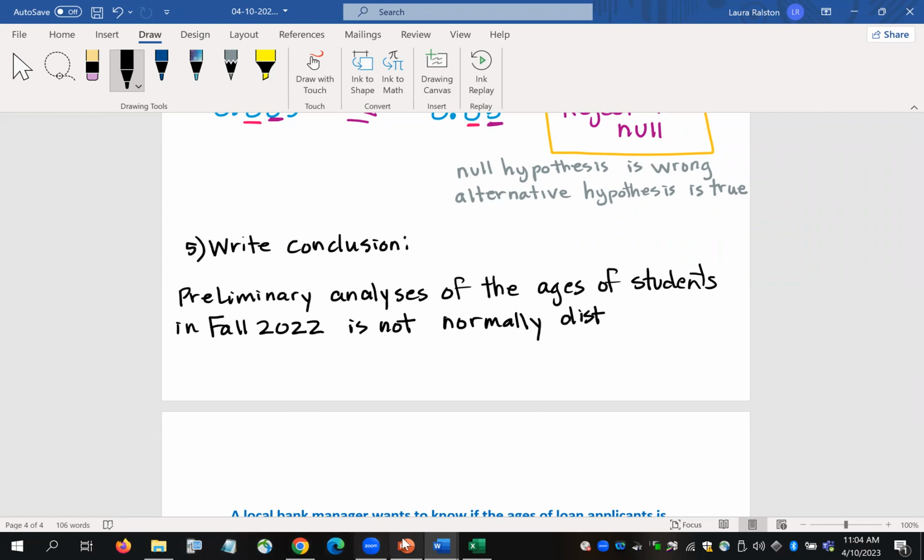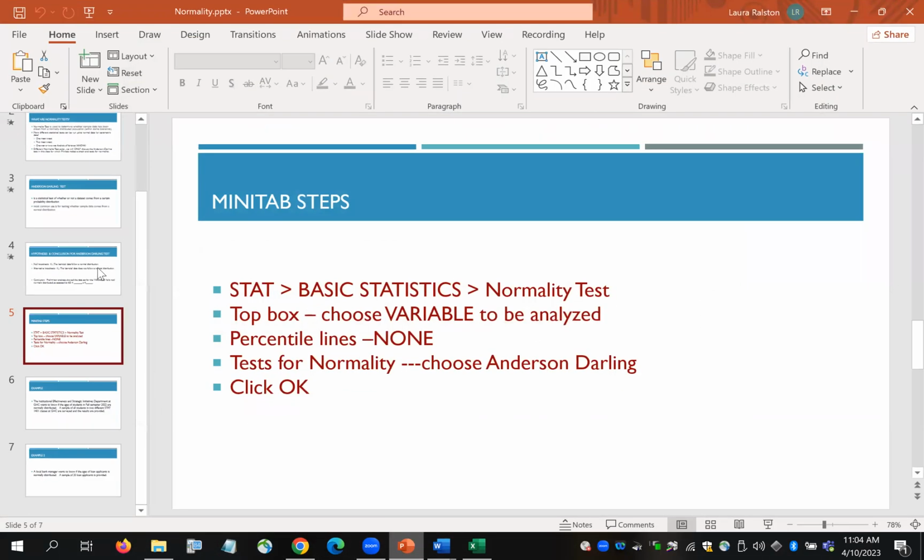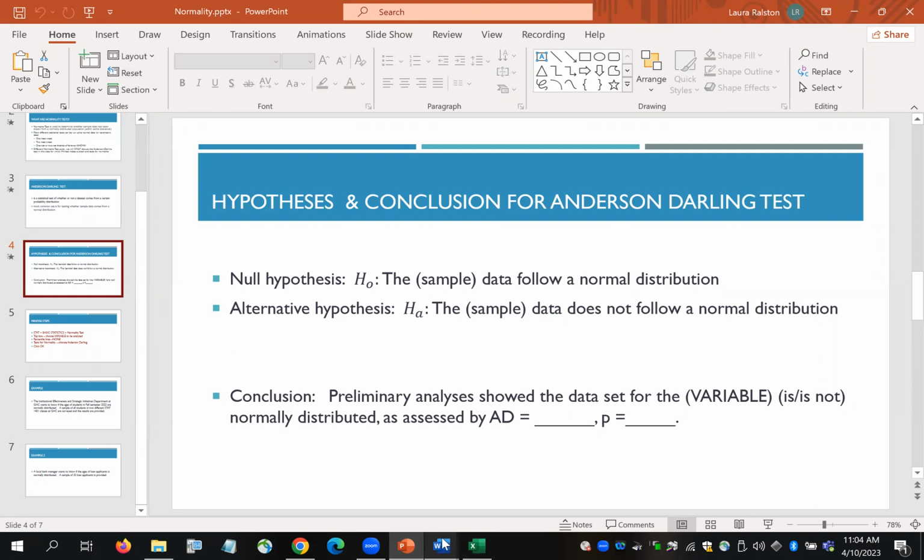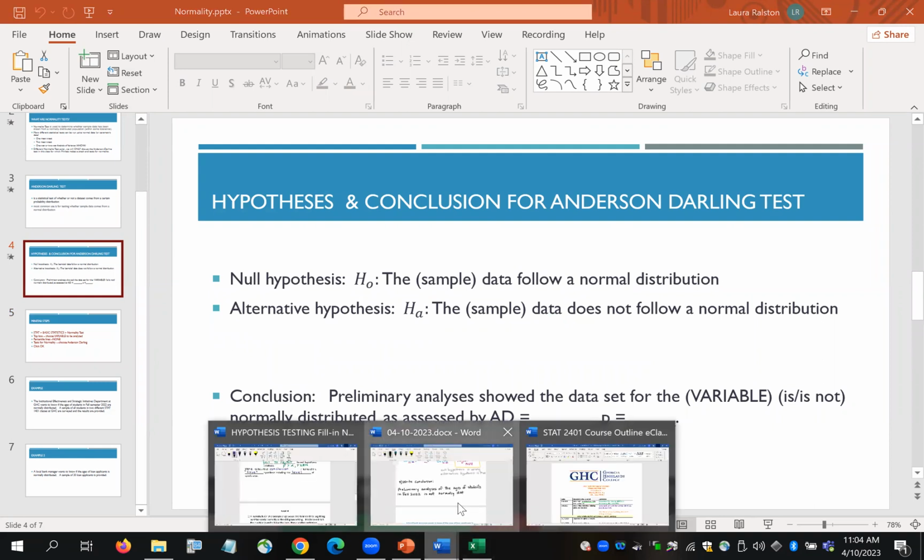I think I left out a word. Hold on just a second, guys. I think I left out a word. Okay, I did leave out a word. I'm sorry.